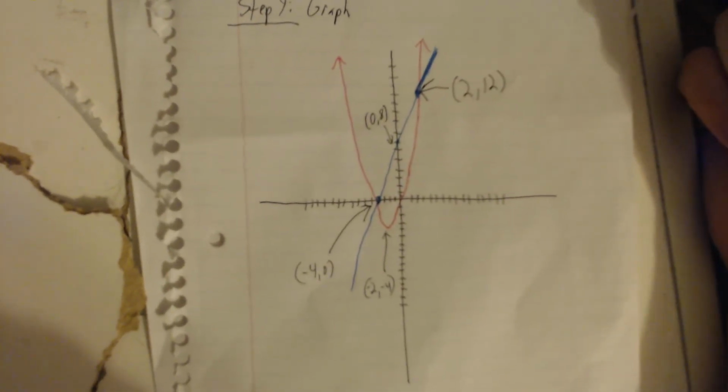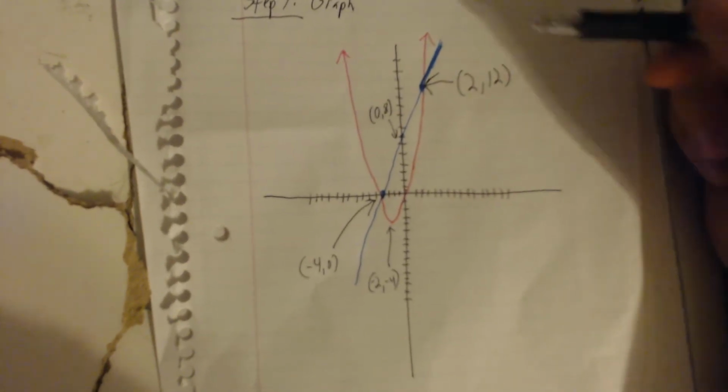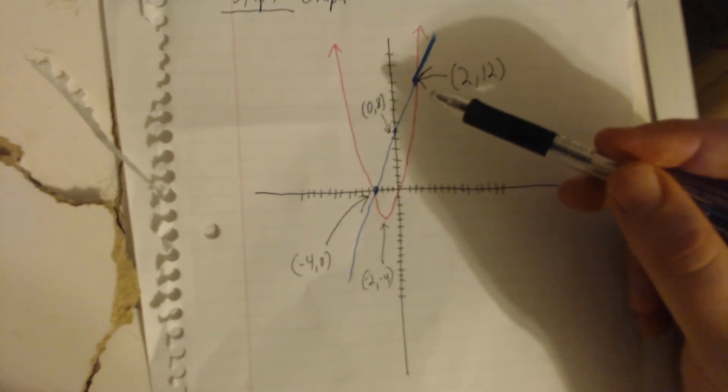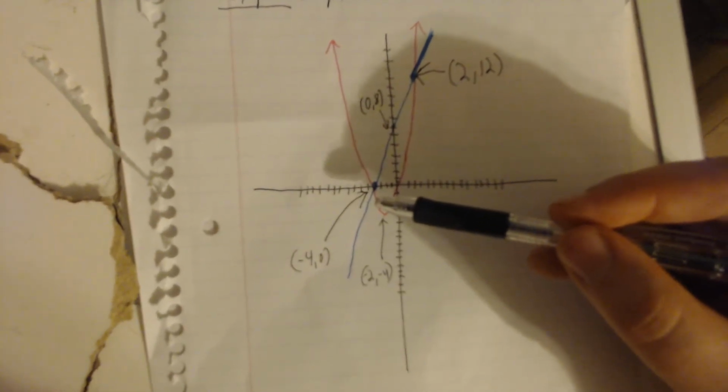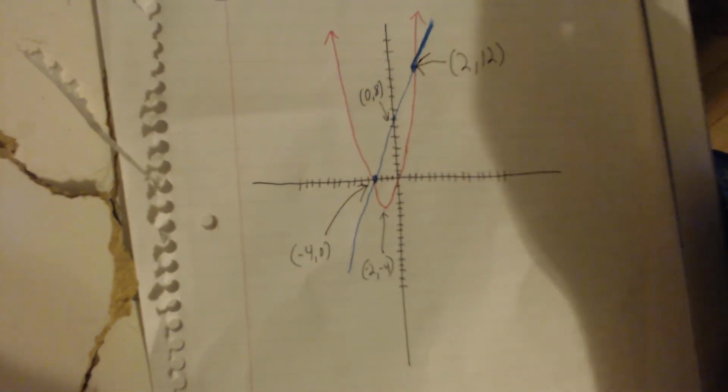And then, just simply looking at it, you can say, okay, it's an upward facing parabola. And then the line and parabola are going to intersect at (2, 12) and (negative 4, 0). The vertex is (negative 2, negative 4), and the y-intercept of the line is (0, 8).